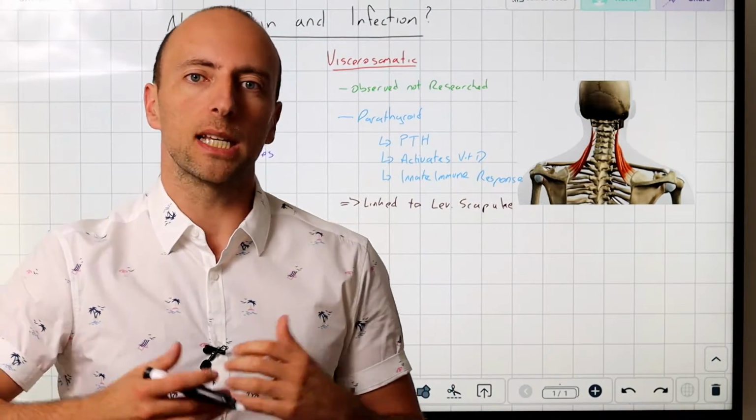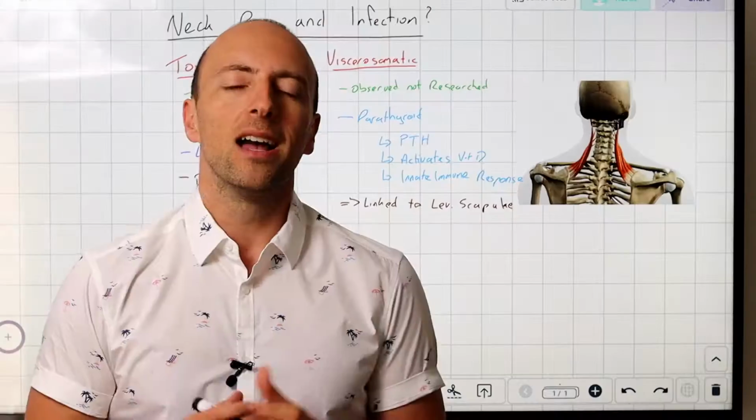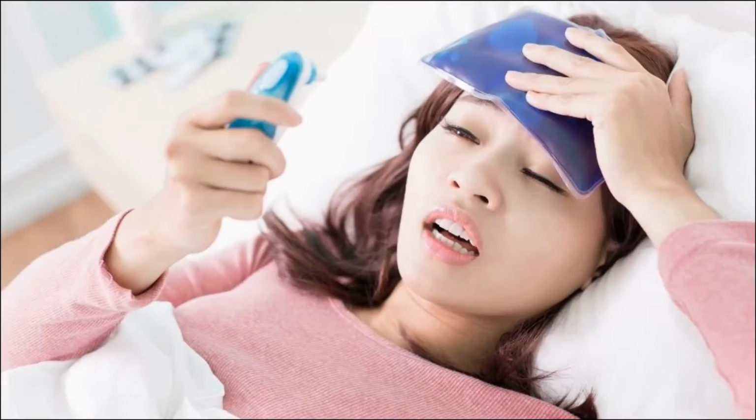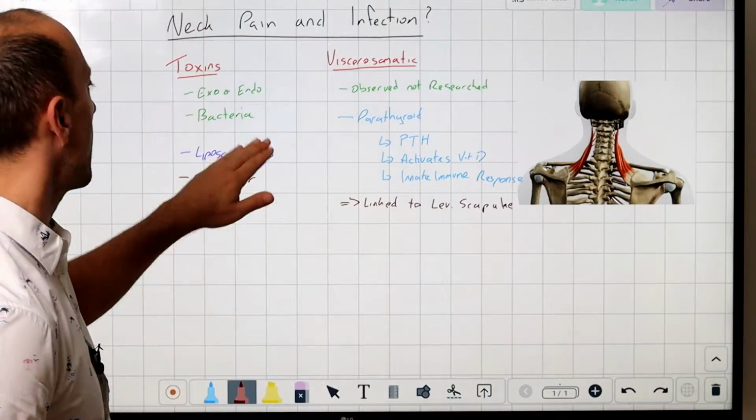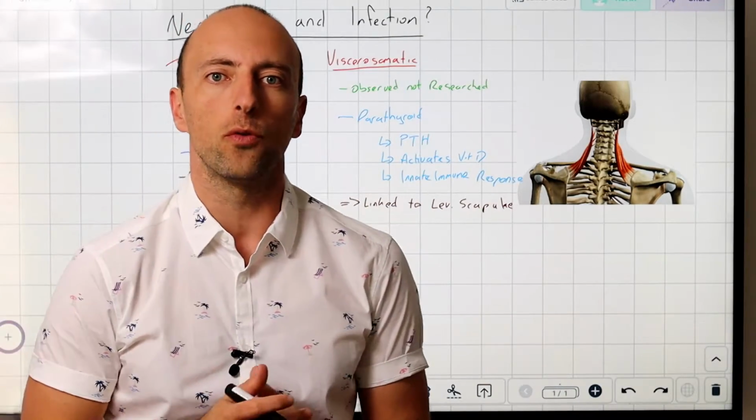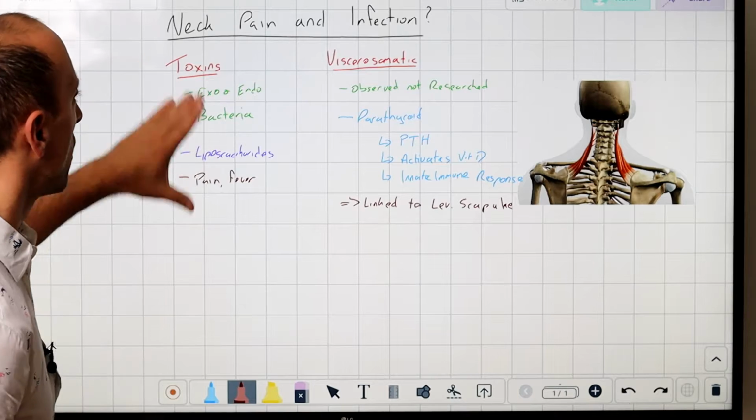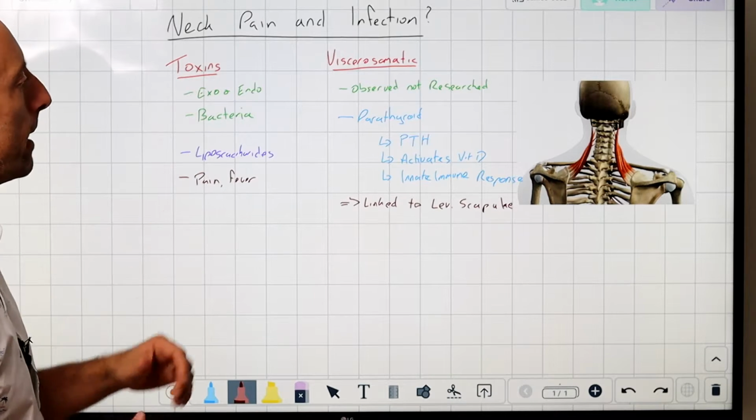Some people will see this as pain as their immune system gets wound up and they get a little bit inflammatory. Other people will develop things like fevers and chills when these toxins hit the area in the central part of the brain that is responsible for temperature control. So that's one aspect of what we see with infection and neck pain.